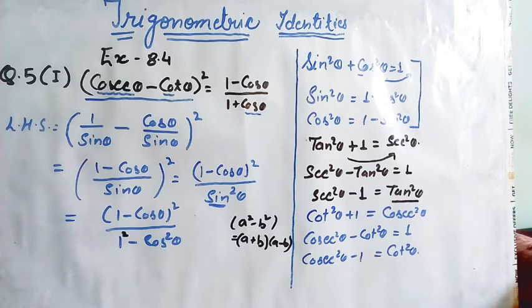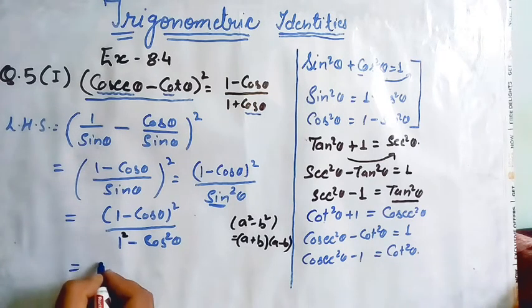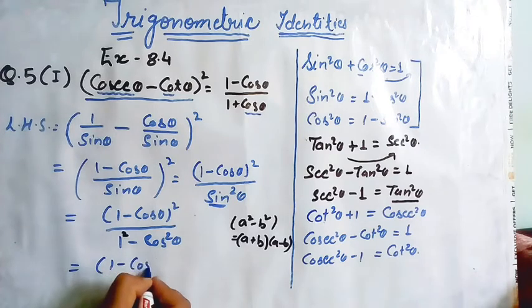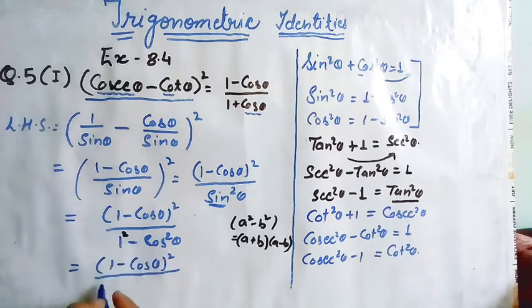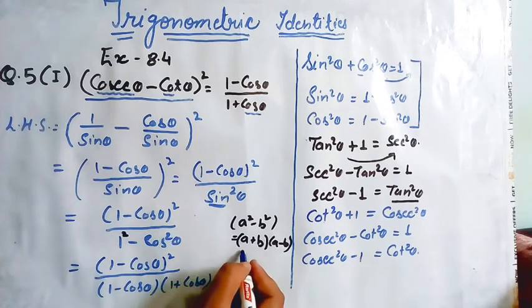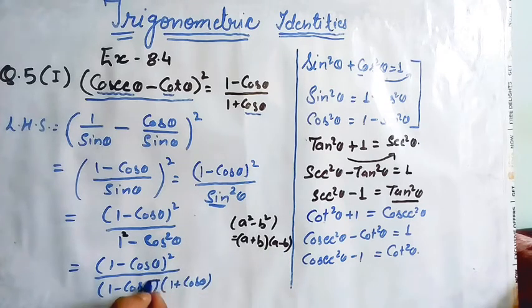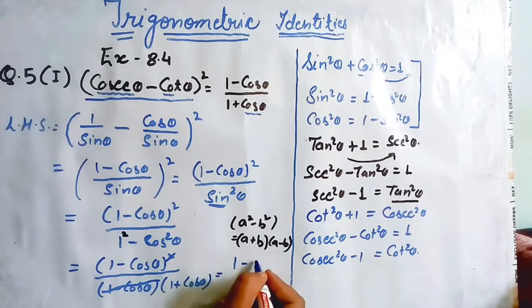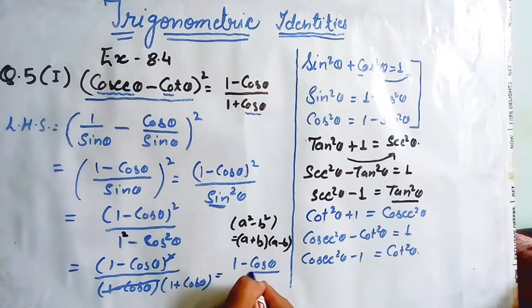Now let us use this identity in the denominator. So numerator as it is, which is 1 minus cos theta whole square, and denominator will be a minus b, that is 1 minus cos theta whole multiplied by a plus b, that is 1 plus cos theta. So now 1 minus cos theta is cancelled with 1 minus cos theta. So its power was 2. It will remain 1. Means in numerator we have 1 minus cos theta and in denominator we have 1 plus cos theta, which is equals to right hand side.